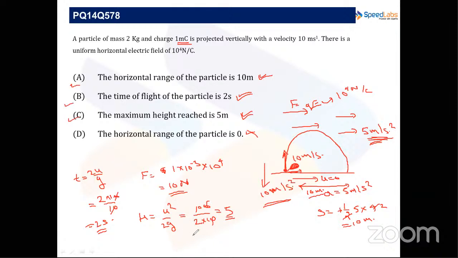Any confusion? Is there any confusion? Does anyone have any confusion? Ask all the doubts from the questions which we have done, and then I am ending the class. Is there any confusion? Please ask. Otherwise we'll end the class.